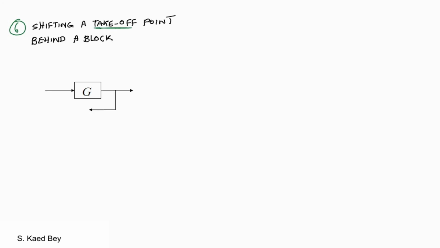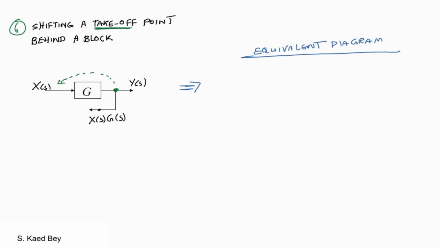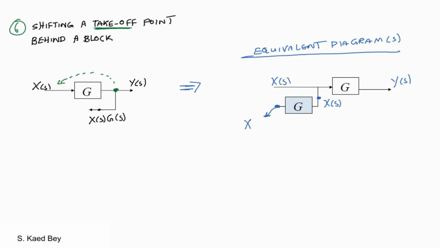The sixth intermediate transformation is shifting a takeoff point behind a block. Suppose there is a takeoff point ahead of a block, as shown here, and we would like to move that takeoff point behind the block. We need to keep the output of the branch, which is xg, the same. So with the backward movement, the branch value will become only x. So we have to add another block with the same gain as the original gain. This will make the value of the branch after moving it backward xg, the same as it was before.